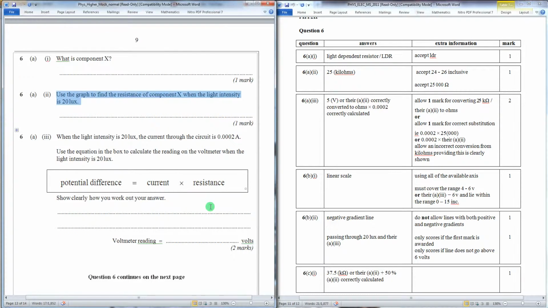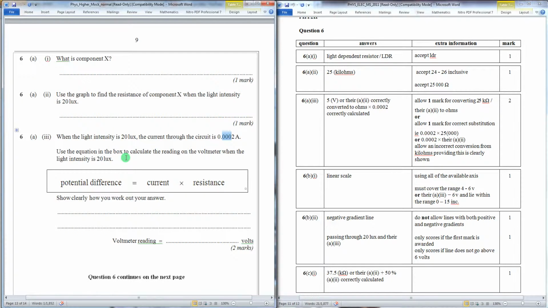Right, 6A part 3 is another calculation question. When the light intensity is 20 lux, the current through the circuit is 0.0002 amps. Lots of zeros there, easy to get mixed up about the number of them, or just put them into your calculator wrong, so be careful when you see that. Use the equation in the box to calculate the reading on the voltmeter when the light intensity is 20 lux.